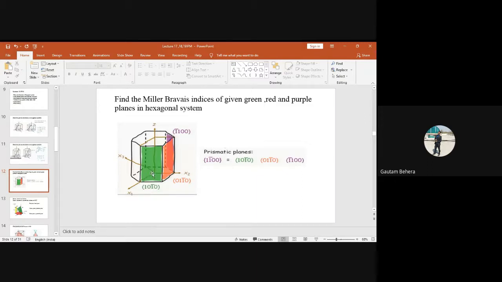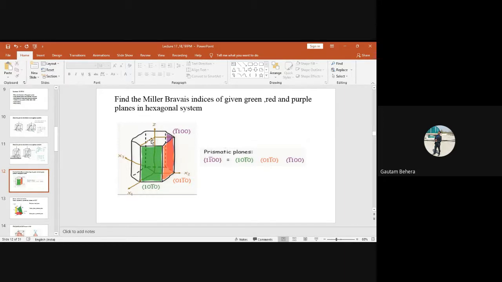Now x3 direction, just have a look. The x3 direction will intersect this particular plane at 1 unit magnitude, but in the reverse direction. This is the positive x3, but if from the origin I move in this direction, it will be negative x3. So x3 is cutting this plane at 1 unit magnitude in the negative direction. So it will be -1, that will be 1 bar.